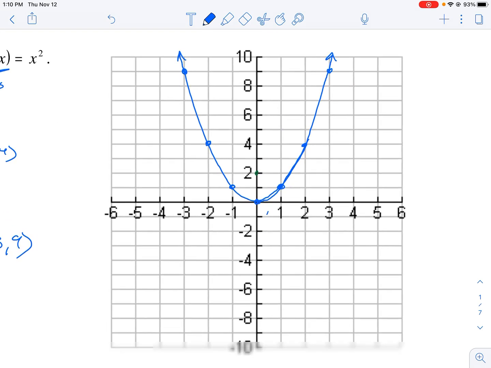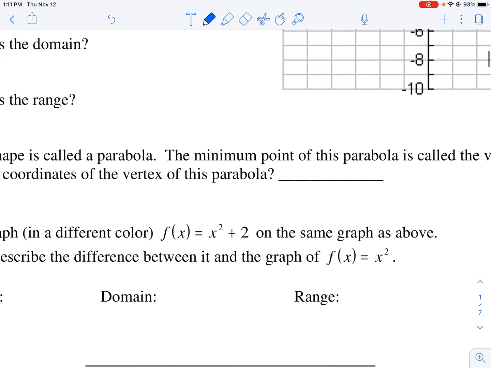So this is your basic quadratic function graph, and it's called a parabola. And it's spelled like this. Parabola, or if you want to just smush it together, it's like parabola. And I'm okay with that.